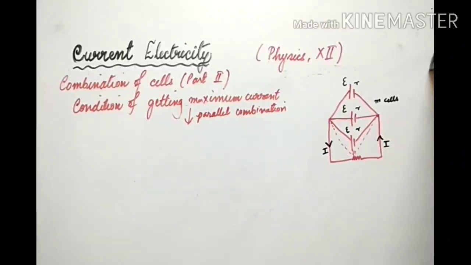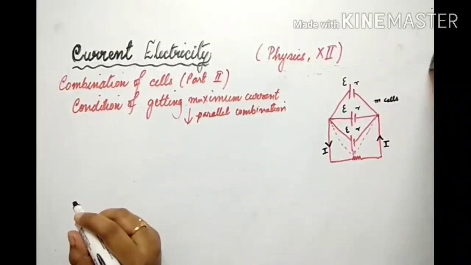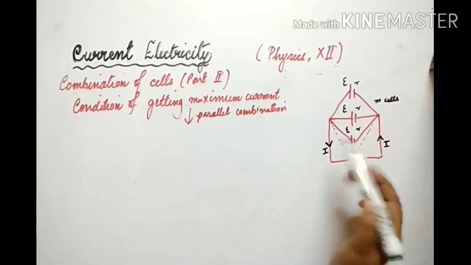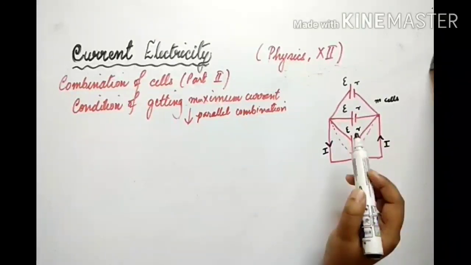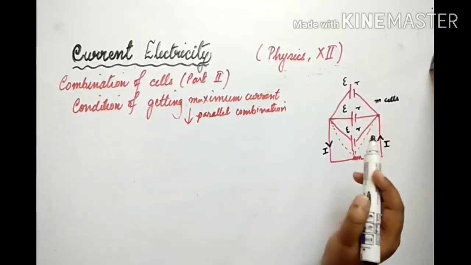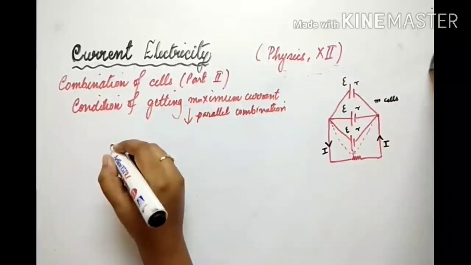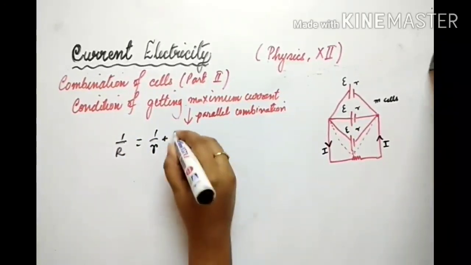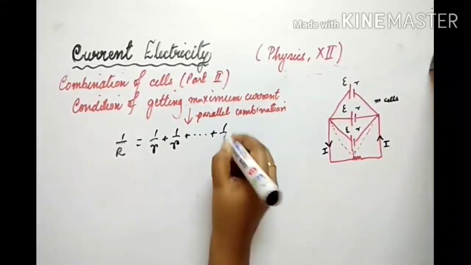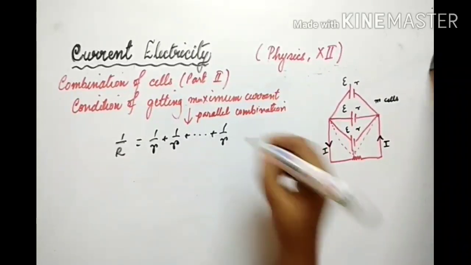So in that case, if there are M number of cells, and each of these cells has an EMF E and internal resistance r, then the equivalent resistance of M number of cells can be written as 1 by r' equals 1 by r plus 1 by r plus, and it will go up to M.